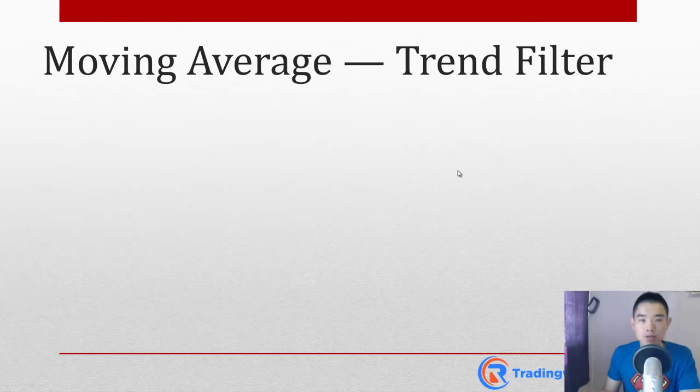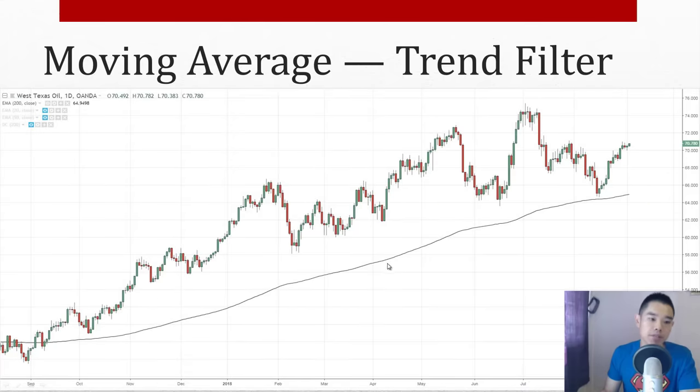So what can it be used for? Number one, a trend filter. A moving average can serve as a trend filter to tell you the direction of the trend. For example, let's say this is the 200 period moving average. If the price is above the 200 period moving average, you want to have a long bias. This means I would only be looking to buy. I won't look to short, only to buy. This gives you a bias, so you know whether you should be staying long or short.